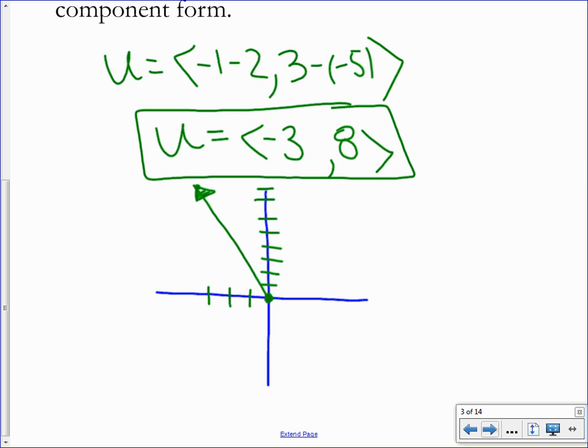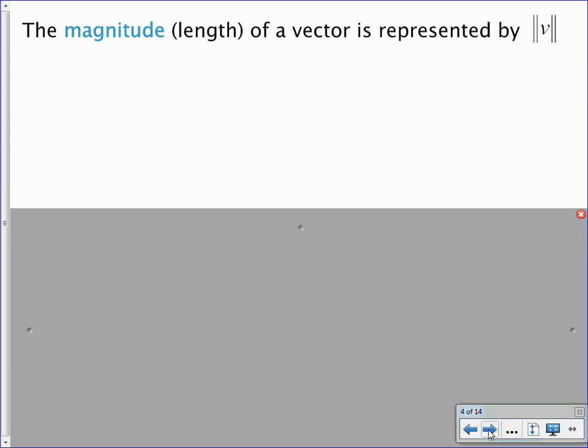We need to talk about magnitude and direction. Magnitude meant what? Length. And it has a weird symbol there. So anytime you see the double absolute value, when we're talking about vectors, that means it's referring to its magnitude.